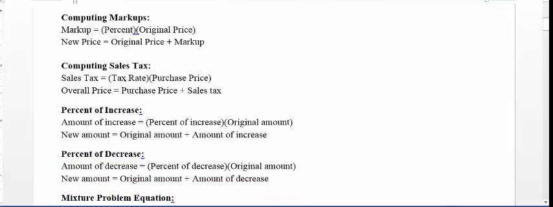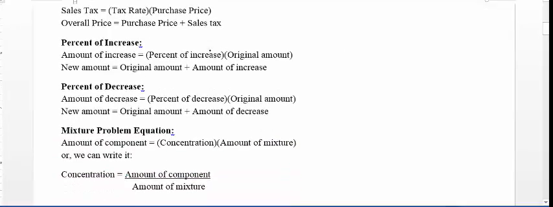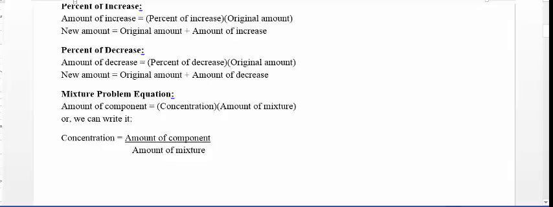Sales tax is a percent markup, actually. We calculate the sales tax by multiplying the tax rate by the purchase price. And that's a percent of increase. The new amount is the original amount plus the amount of increase. A percent of decrease is the new amount. I find the new amount by subtracting from the original amount the amount of decrease.